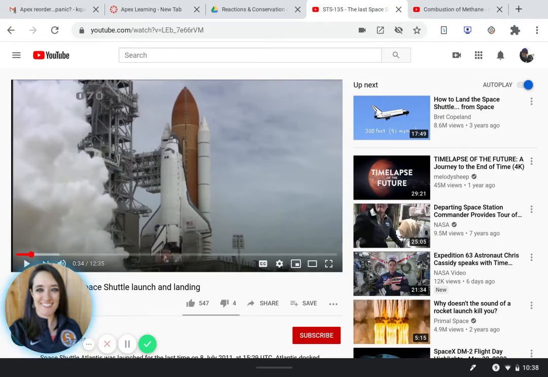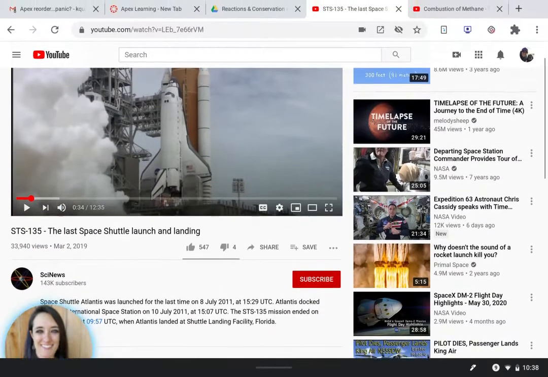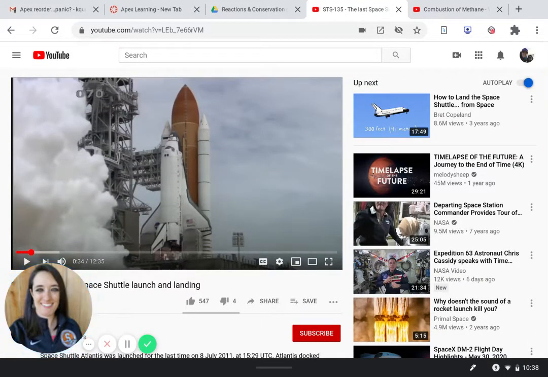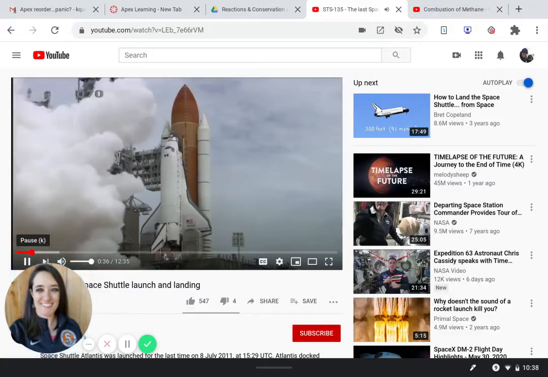So in the space shuttle, I was actually there to watch this particular launch. This is STS-135. It was the last launch of Atlantis. So in the big orange tank, there is some liquid oxygen and some liquid hydrogen, and the other two solid rocket boosters. It's mostly liquid hydrogen and liquid oxygen. What they do with that is light it on fire.